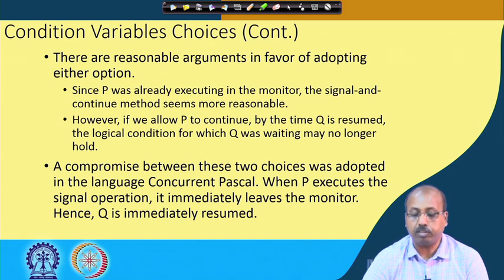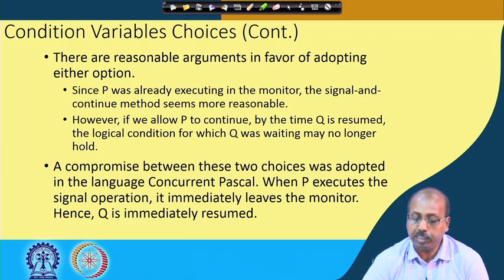There are reasonable arguments in favor of adopting either option. It is not that one of them is always better than the other. Since P was already executing in the monitor, the signal and continue method seems more reasonable. P has given a signal, so why should it be made to wait? That way P continues, and signal and continue appears to be a better method.